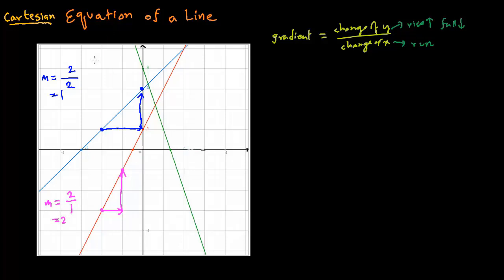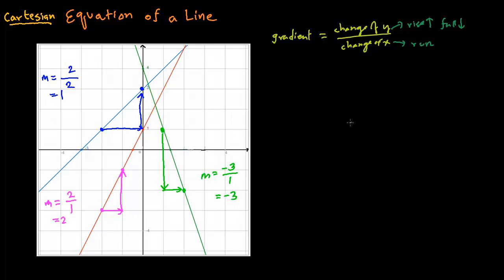Finally, we have a green line over here. So if I take this point and this point, we can see that it is running 1 unit, but it is falling this time. It is falling by 1, 2, 3 units. That means the gradient is -3. We write the minus to denote that it is falling, it is decreasing, and x is increasing by 1 unit. That means the gradient is -3.